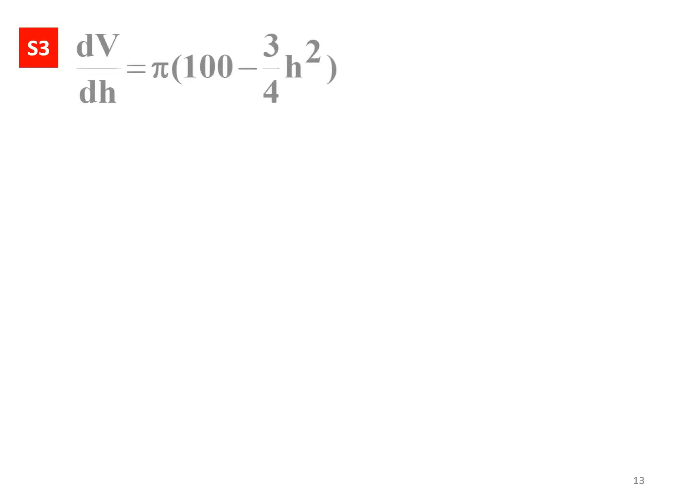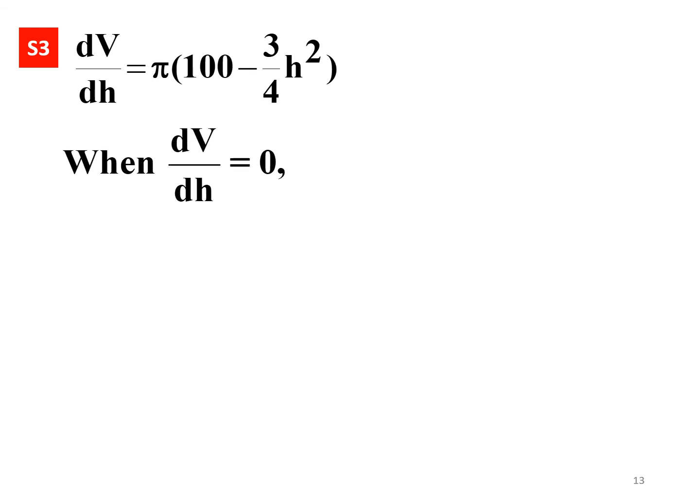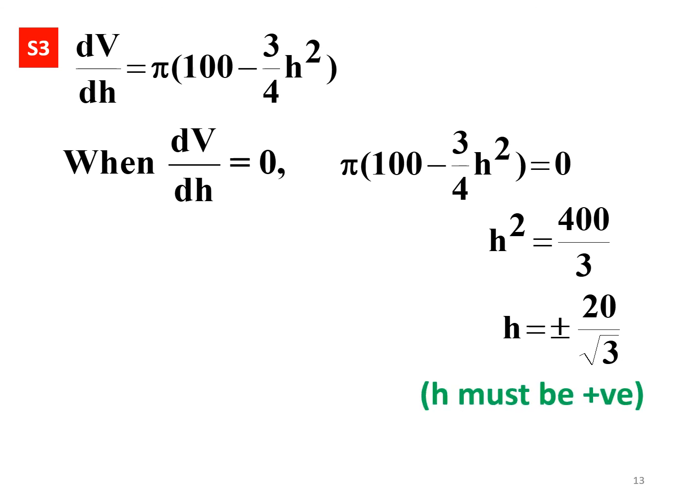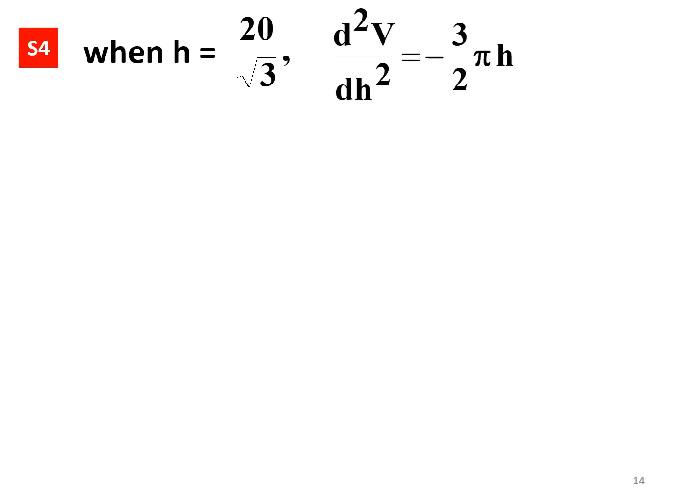Step 3, we differentiate our V. We will have pi times (100 minus 3 over 4 h squared). Then we equate it with 0. So h squared equals 400 over 3, and h is plus or minus 20 over root 3. Since h is a distance, a length, h must be positive. Step 4, we reject negative 20 over root 3, so h equals 20 over root 3.